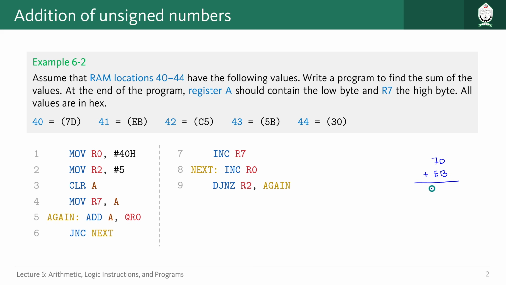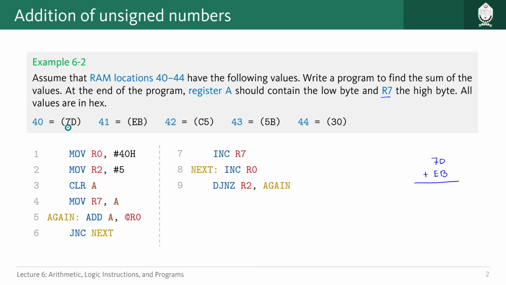So if there is any carry, what we are going to do is keep another 8-bit register just for keeping track of that carry. So each time whenever we add two numbers, the result will be saved in register A, but if there is any carry, we will use R7 to keep track of that. Each time we get any kind of carry, we will just increment the value of R7 by 1.